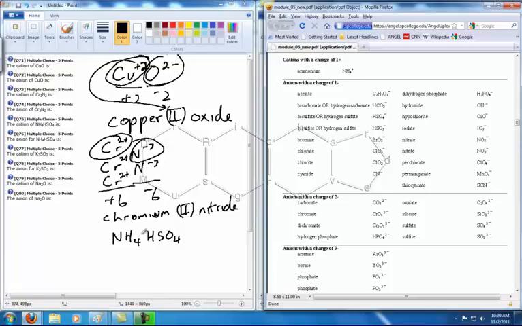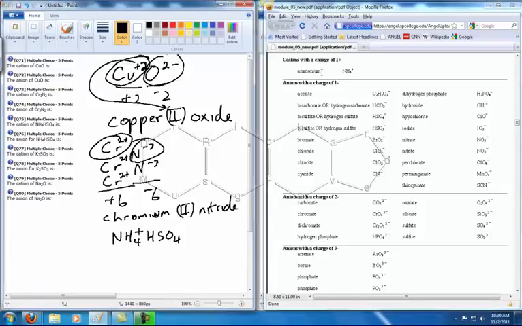So if I draw a picture of this, it's going to be NH4 plus, and you can see that up here, and HSO4 minus. And you can see I've just got one of each of those, and that would be what's going to make up the name of this, which would be ammonium hydrogen sulfate.